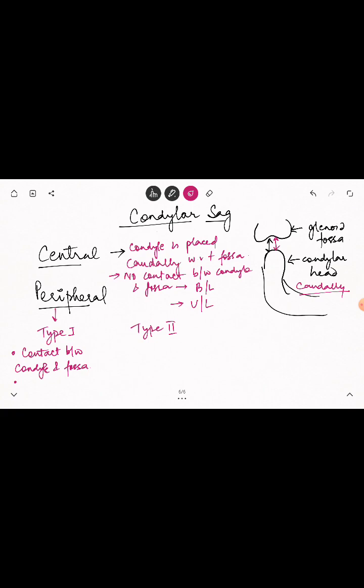Now this contact is usually either present laterally, medially, posteriorly, or anteriorly. Okay, so this contact is present in a lateral fashion, medially, posteriorly, or anteriorly. So there is contact, there is no gap here, but the condyle is present caudally only. That is lower, but there is a contact but present caudally. That is the difference between a central condylar sag and a type 1 peripheral condylar sag.